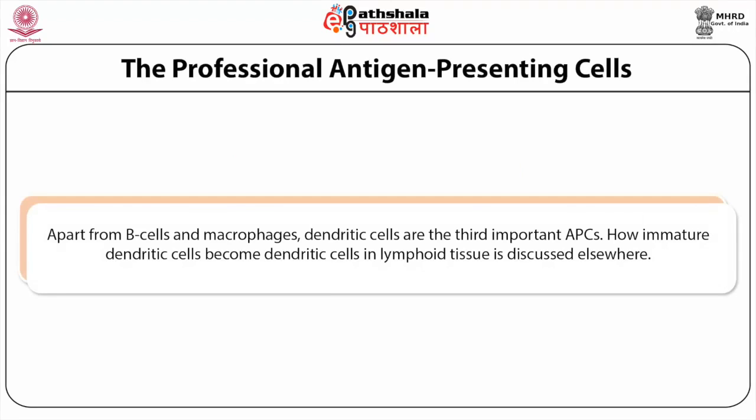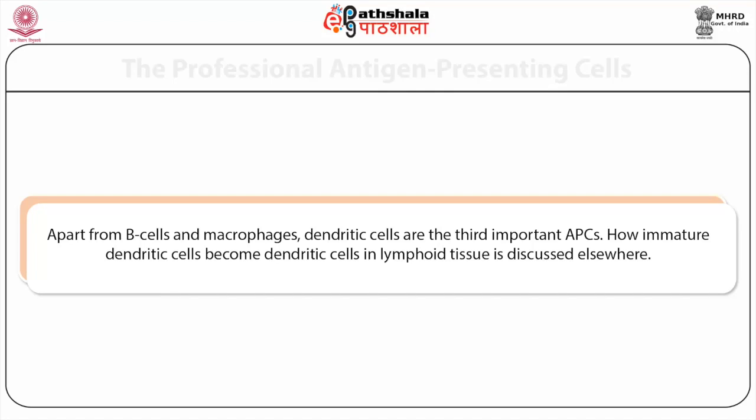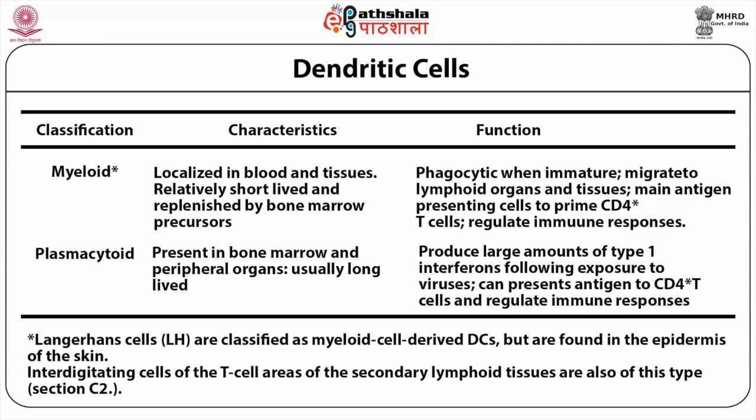Apart from B cells and macrophages, dendritic cells are the third important APCs. How immature dendritic cells become dendritic cells in lymphoid tissue has been discussed elsewhere. There are various ways of classifying dendritic cells. Two major groups can be: one class expresses high levels of class II molecules. These act as APCs for T cells. The second class resides in lymphoid tissue follicles. These do not express MHC class II molecules but have markers which enable these to interact with B cells.